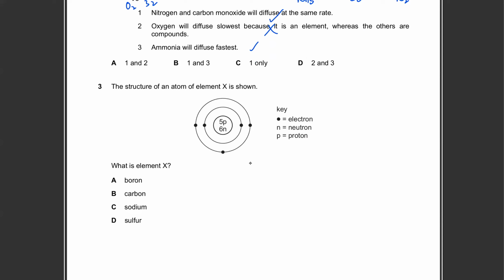Element X is shown. So which element is it? What's the proton number of this element? The proton number is 5. And the nucleon number is 11. But it doesn't really matter because elements are identified by their proton numbers, right? So the element with 5 protons, that's boron. Is it boron? A. Yeah.